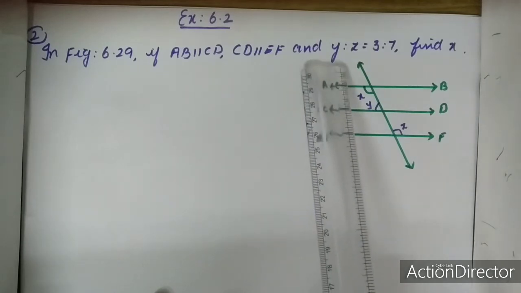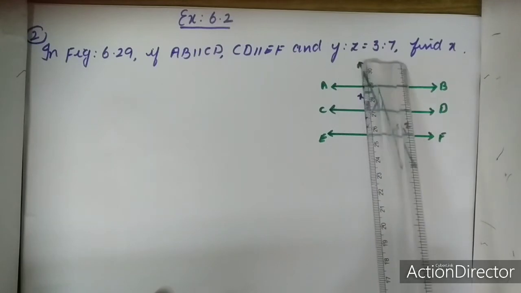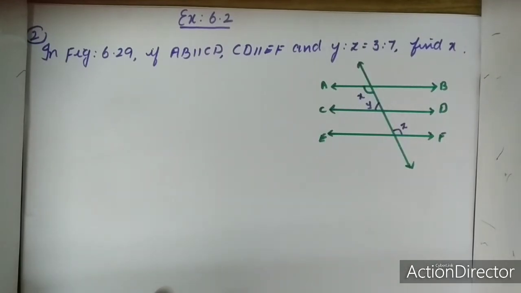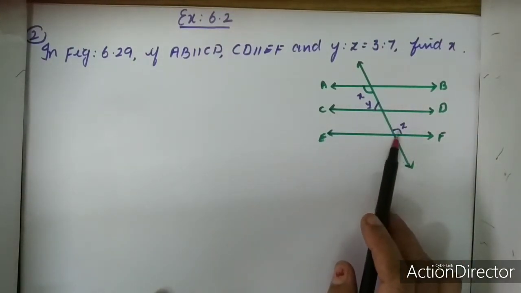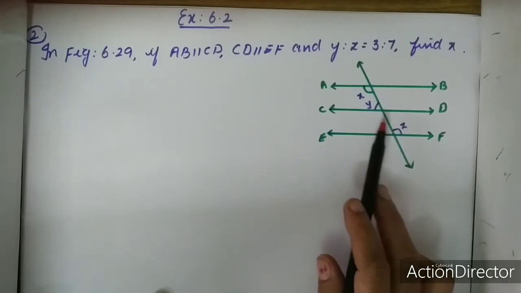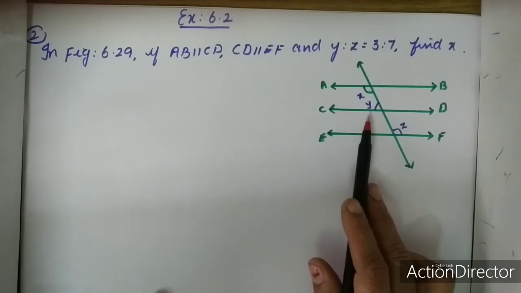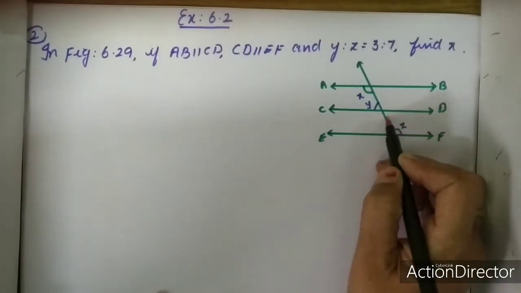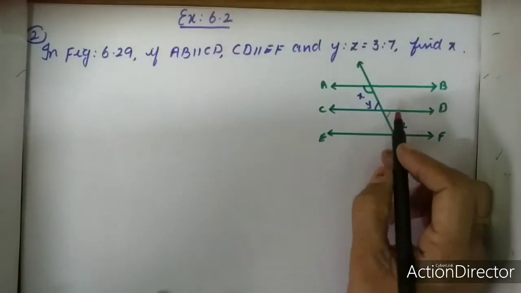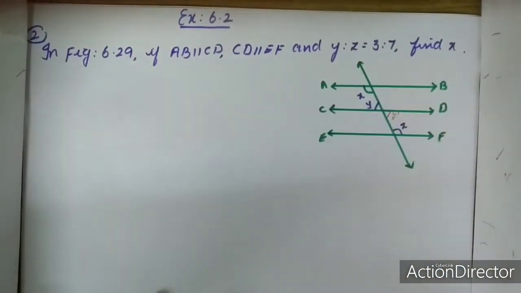And one more piece of information is given, that is the ratio between these two angles Y and Z, which is 3:7. Now if you look at the figure, this Y and this Z do not have any relation. They are neither corresponding angles, nor alternate interior angles, nor co-interior angles. To get the relation, we are going to find the vertically opposite angle over here and name it as Y dash.